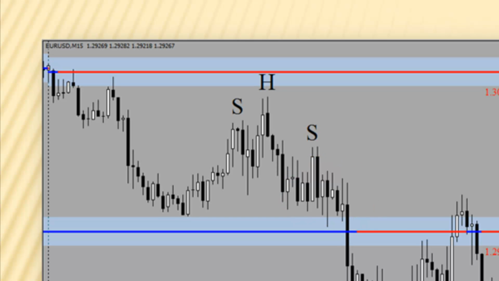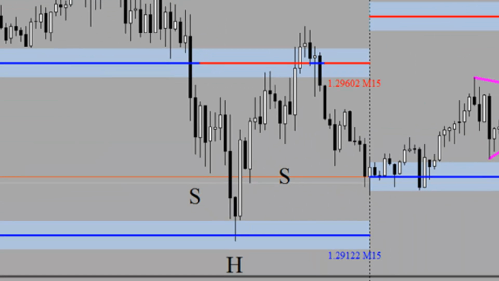Several bars later, price breaks through support, allowing us an opportunity to go for a nice short trade to the next Price Master Pro level.